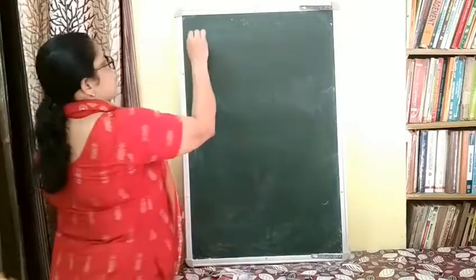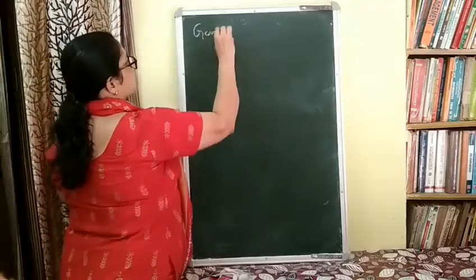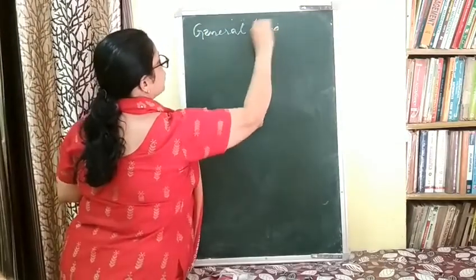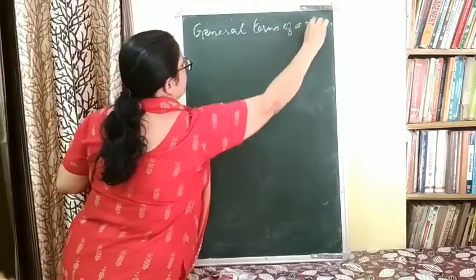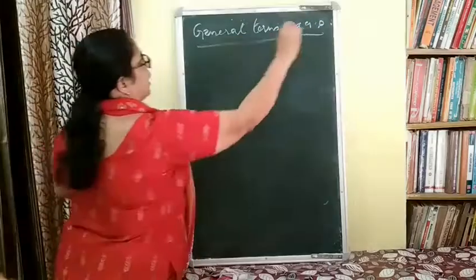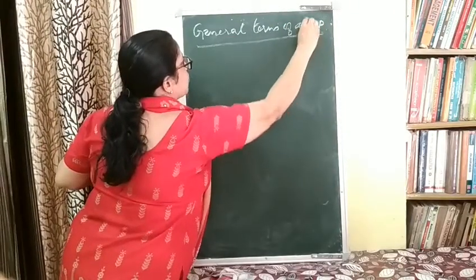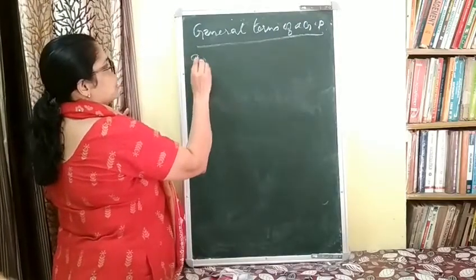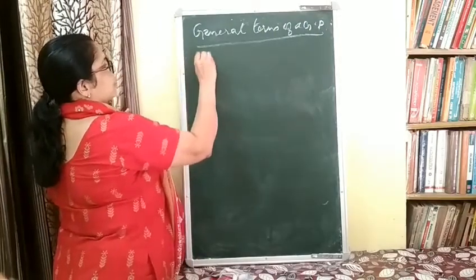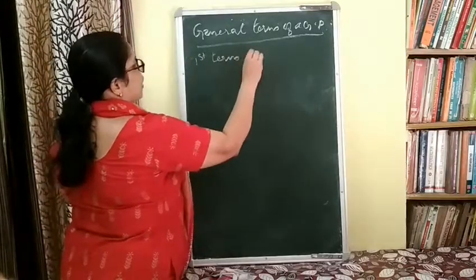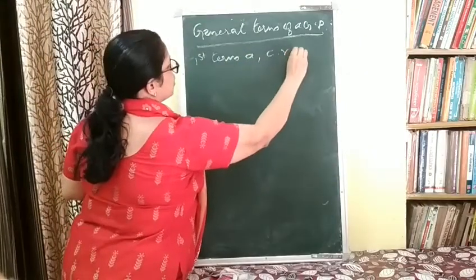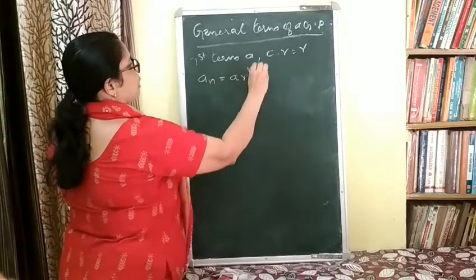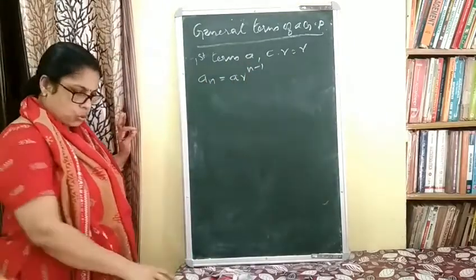Now, how can we find the general term of a GP? How can we find the general term of an AP? It is an equal to a plus n minus 1 into d. Similarly, the general term of a GP with the first term as a and common ratio r is an equal to a r raised to the power n minus 1. I will show you the proof.